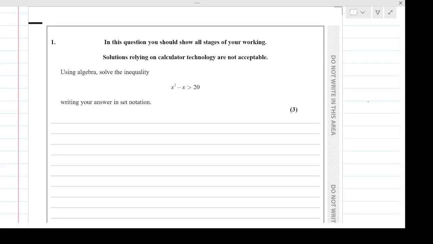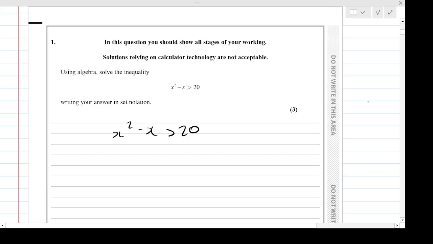We're told using algebra. Again, this command word, this key phrase using algebra means show all your working. And that even means showing how you solve a quadratic equation, okay? So you might want to factorize, you might want to just write down the quadratic formula. That's what it needs to show all your working when it says using algebra. So again, don't just use your calculator to skip steps. Okay, so using algebra, solve the inequality x squared minus x is greater than 20, in set notation.